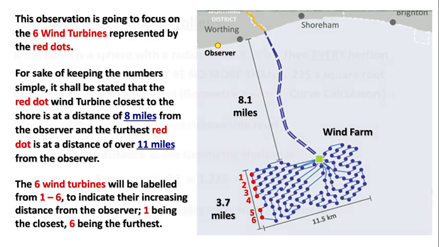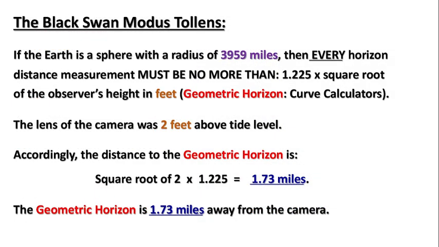The Black Swan modus tollens. If the Earth is a sphere with a radius of 3,959 miles, then every horizon distance measurement must be no more than 1.225 times the square root of the observer's height in feet.